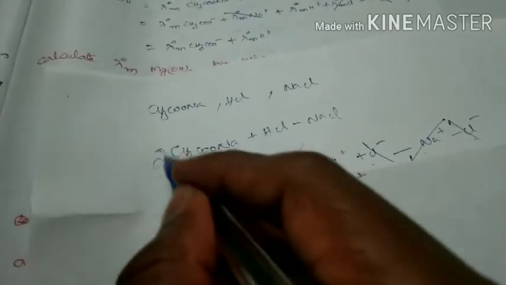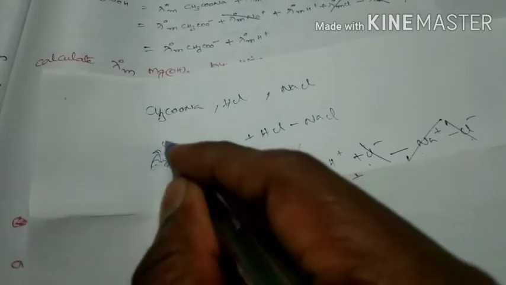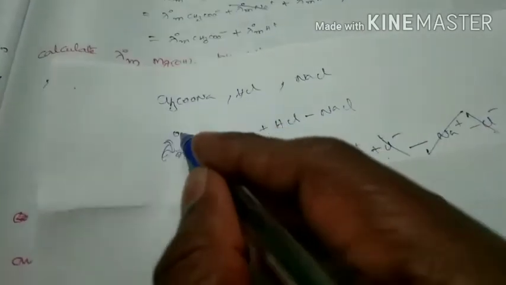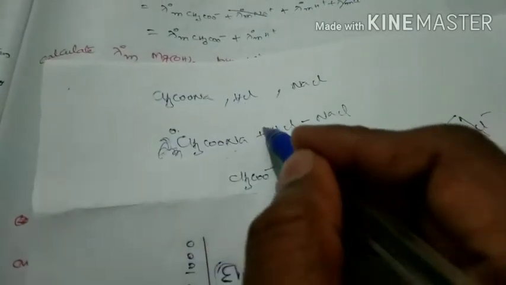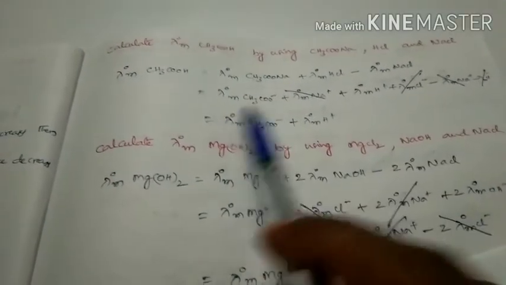While writing this one, before it you should mention lambda m naught, or you can mention infinity here. Here also lambda m naught, like this. So this is the way to write the answer.